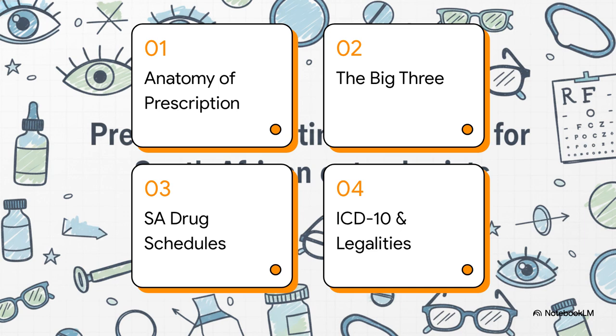Okay, let's dive into this. Today, we'll cover 4 main areas: the anatomy of a prescription, the big 3, navigating South African drug schedules, and finally, the ICD-10 code and legal checklists.